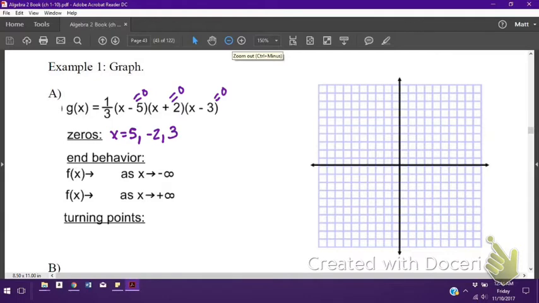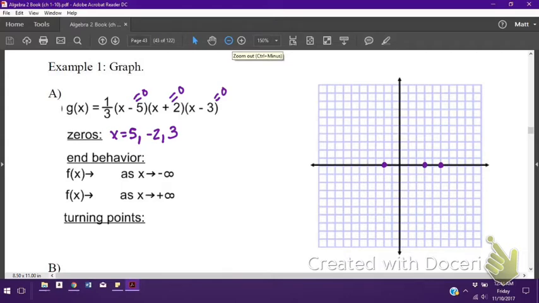Well, if you recall from me saying from a previous lesson, zeros are basically where your graph crosses the x-axis, right? So these are your x-intercepts. So at 5, if you wanted to, you can go ahead and graph and plot your point. So at 5, you have your point, and at negative 2, you have your point, and at positive 3, you have your point. Okay.